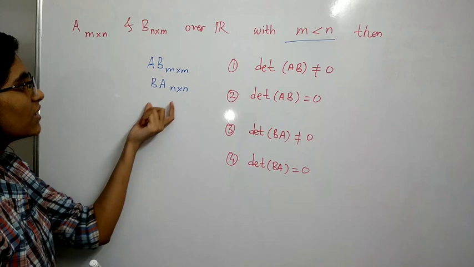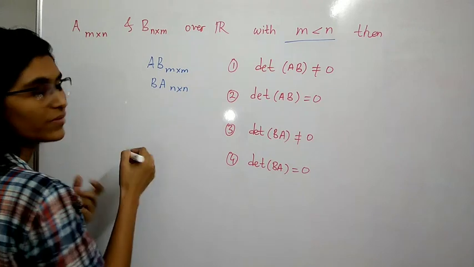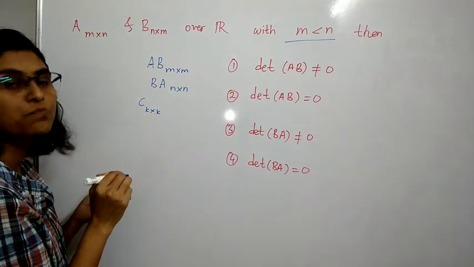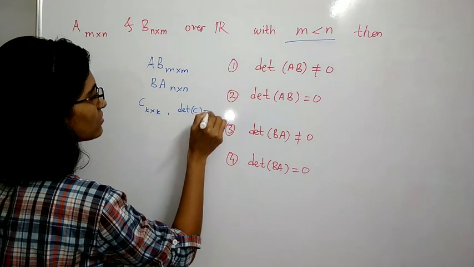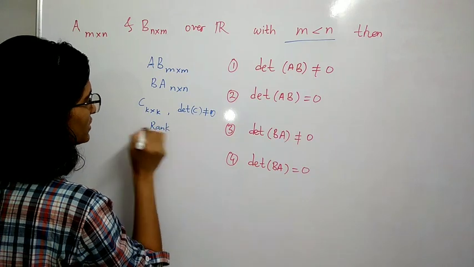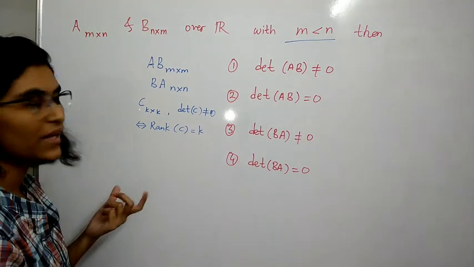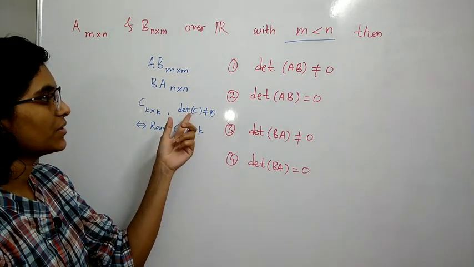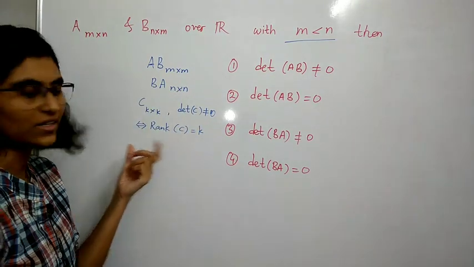Now here is a result which says that suppose we have a matrix C of size k by k, then determinant of C is non-zero if and only if rank of C is k. Or similarly you can say that rank of C is strictly less than k if and only if determinant of C is 0. So here we will use this result.